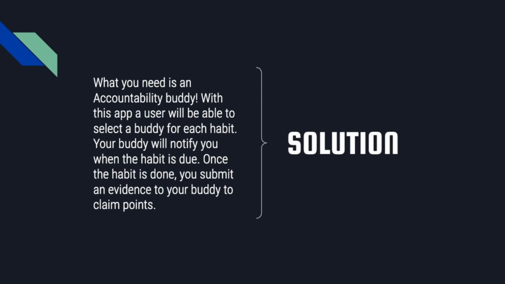What the application allows the user to do is create a habit, but when you're creating a habit, you're also assigning a buddy to that habit. The buddy reminds you through text notification or app notification of when the habit is due. And once you actually complete the habit, you take a picture or create some sort of evidence to submit to your buddy in order to claim points.